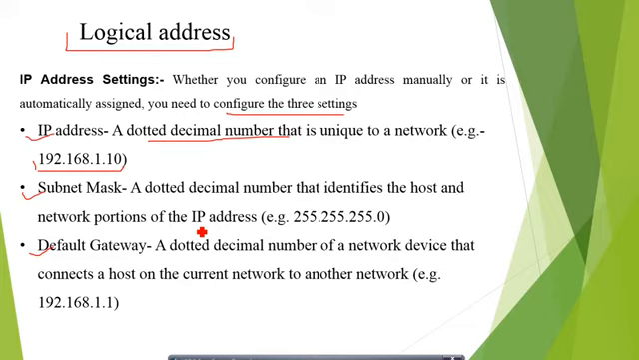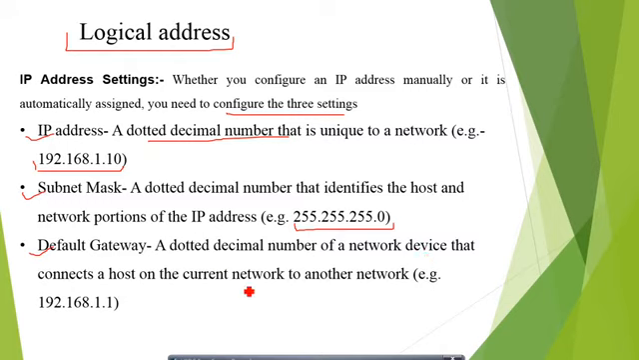192.168.1.10. Okay, and the subnet mask, basically this is also a dotted decimal number which identifies the host part as well as the network part in the IP address. Basically, an IP address is divided into two sections, host section as well as the network section. So for a class C IP address, this will be the subnet mask.